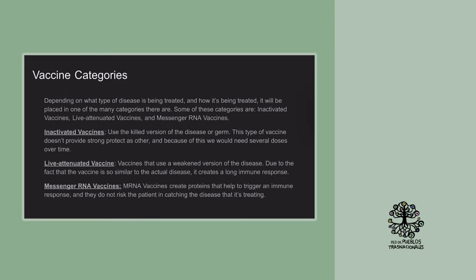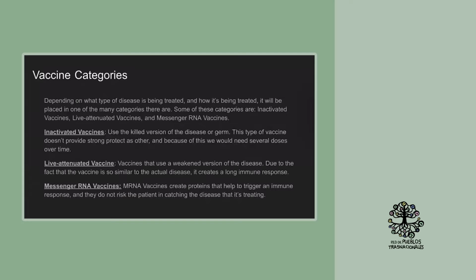Inactivated vaccines use the killed version of the disease. This type of vaccine doesn't provide as strong protection as other types of vaccines since the germ is dead. And because of this, we would need several doses over time, such as once a year or once every 2 years.